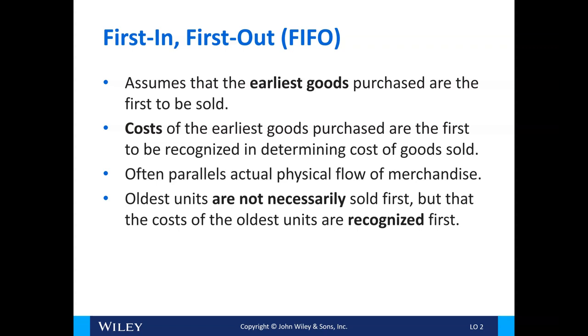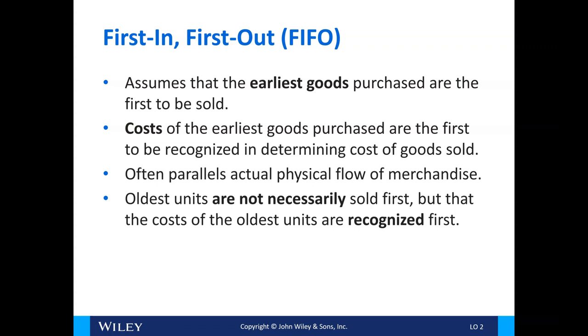FIFO, first in, first out, assumes that the earliest goods purchased are the first ones to be sold. Now, it may not translate into the actual specific item, so we don't go and say, well, let's move these in by date, and so we're only going to sell these. But from an accounting standpoint, that's how it's done.